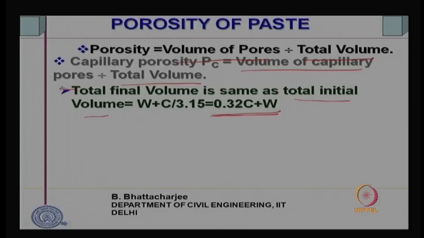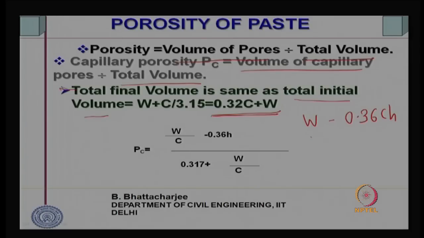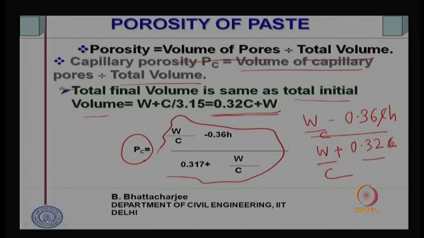That is what we have seen, and therefore, capillary porosity will be W minus 0.36 CH divided by W plus 0.32 C. If I divide both sides by C, this will cancel out, and I will have W by C minus 0.36 H divided by W by C plus 0.32. So, you can see that capillary porosity is given by this formula.